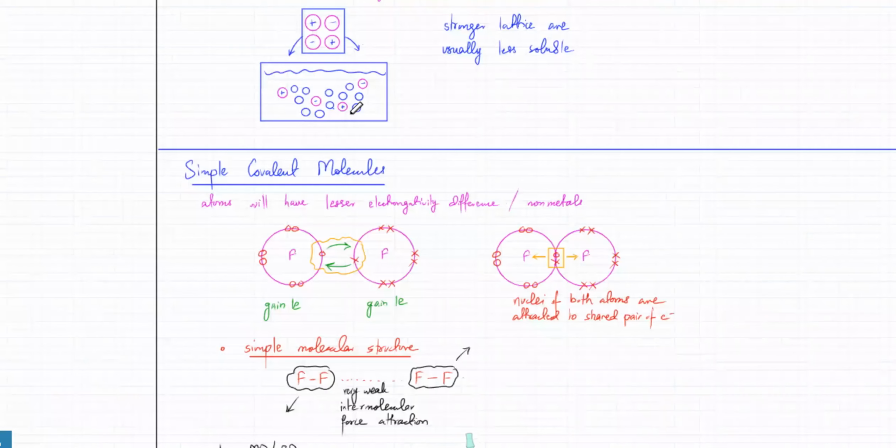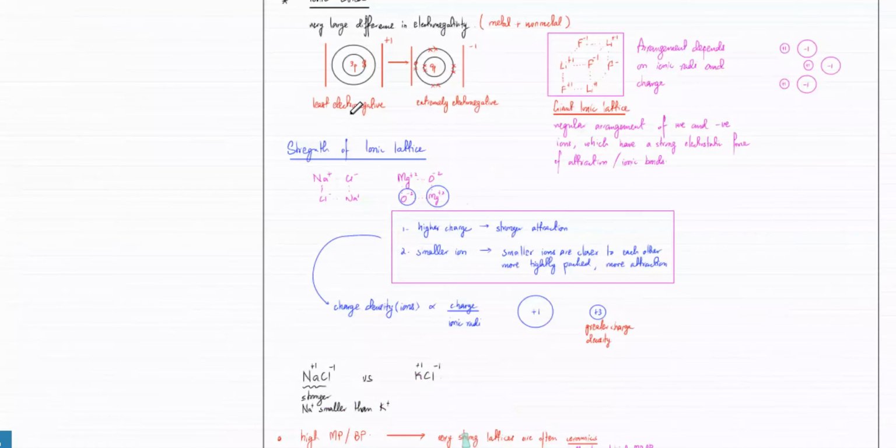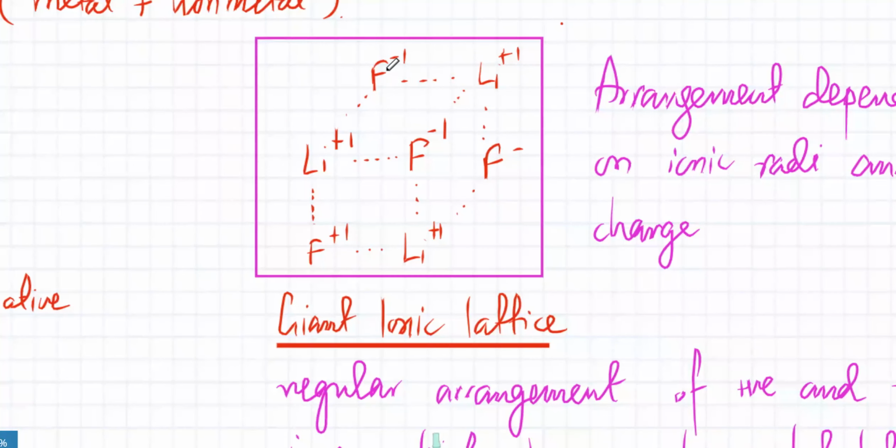If you have an ionic compound, it's going to be a giant ionic lattice. It's going to be a series of positive and negative ions all attracting each other. So it's going to be this big giant structure, a big crystal that's going to be formed. There's not going to be any intermolecular forces. There's only going to be ionic bonds in an ionic lattice.